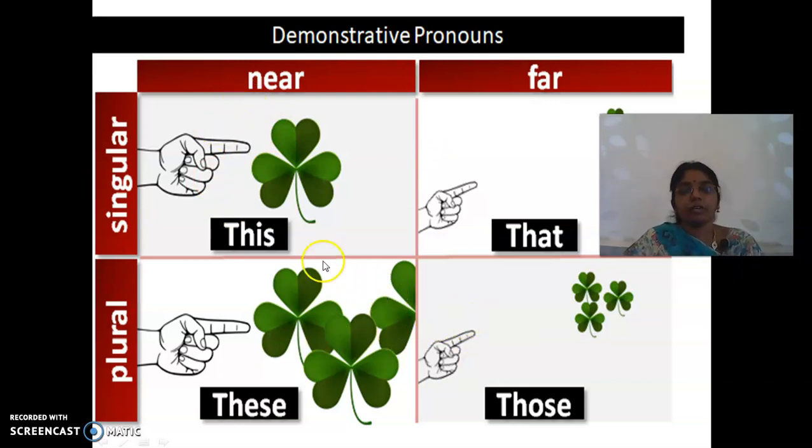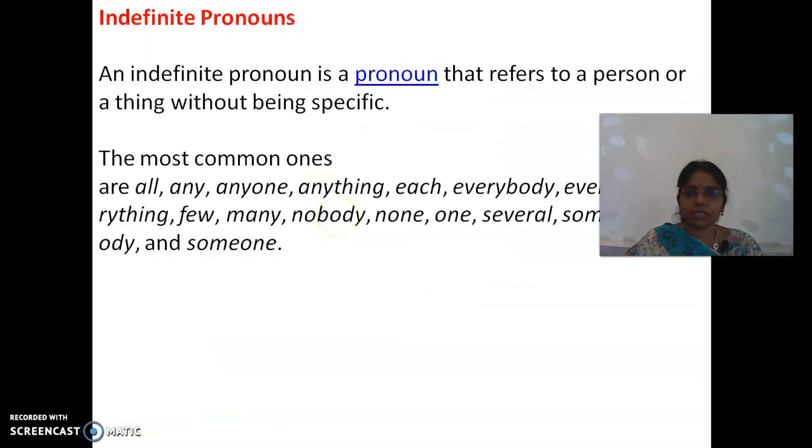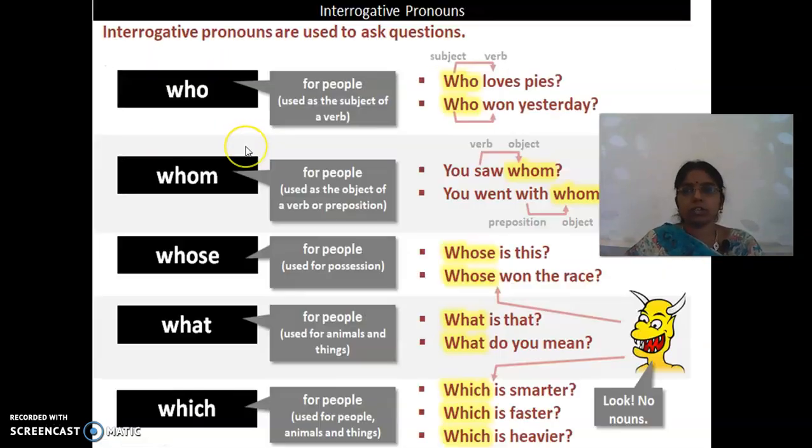That is enough. No need for flowers and hands and all. If it is interesting and you can do it, then you do it. Otherwise, no problem. Indefinite pronoun, definition with example. Then indefinite pronoun with some more examples.